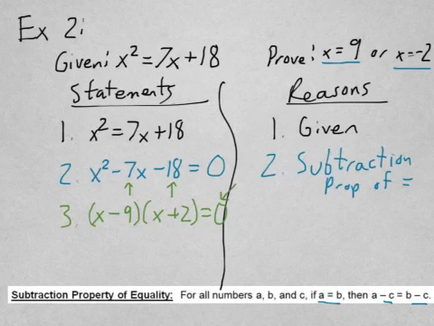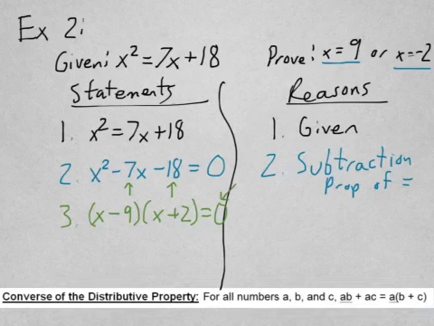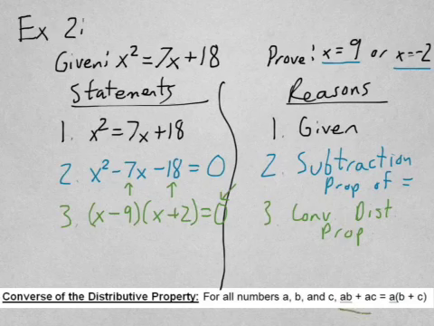Now, what's my reason for this statement? The reason we can do that is because of the converse of the distributive property. Huh? Well, let's take a look at it. So, it says for all numbers a, b, and c, okay, if I got ab plus ac, I can factor out the a. I'm undistributing here. Is that what I just did? Well, yeah. If I were to redistribute in these cases, then I would get my original equation back. Okay, let me clear up some of that mess.